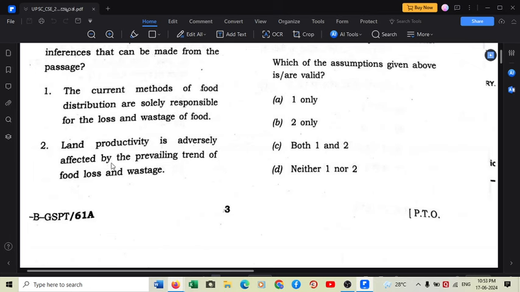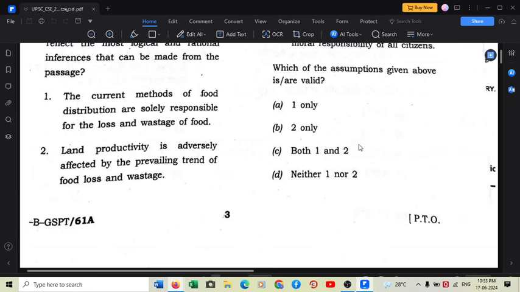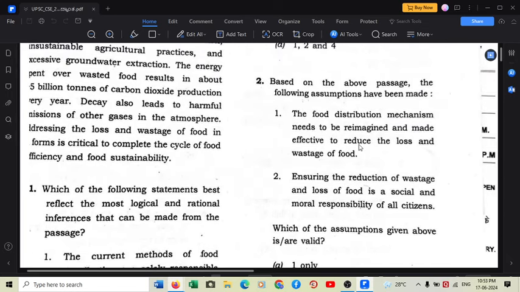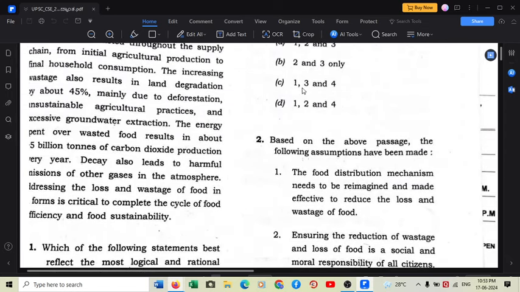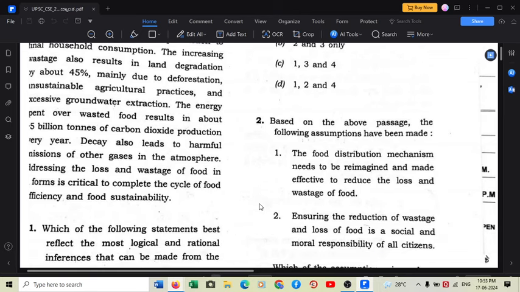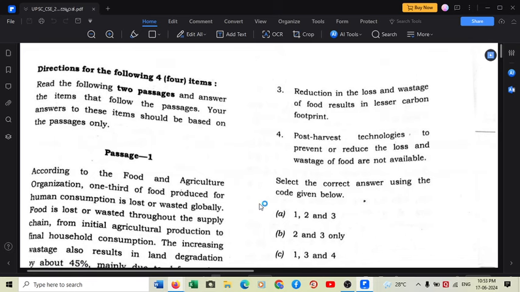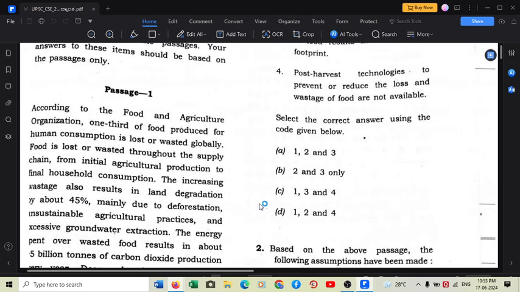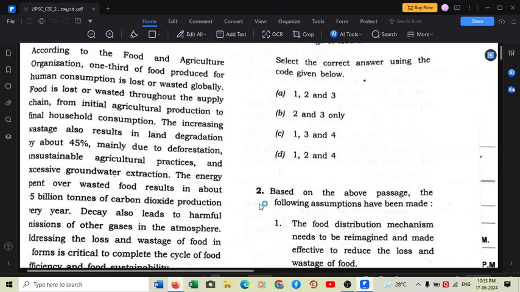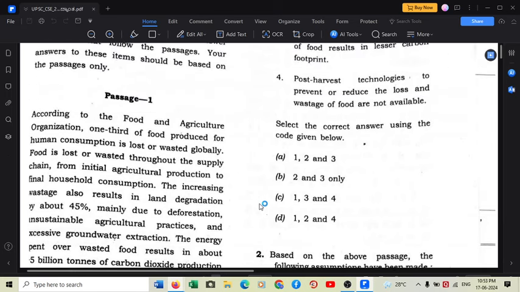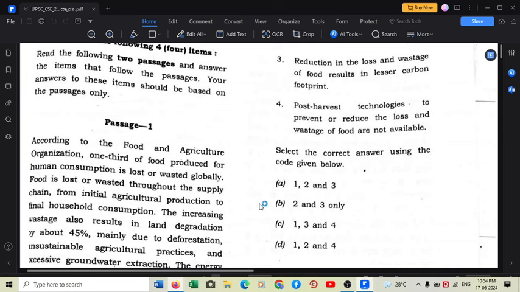Statement 2: land productivity is adversely affected by the prevailing trend of food loss and wastage. This is definitely correct. You can see from the line in the middle of the passage: the increasing wastage also results in land degradation by about 45%. So statement 2 is correct. Statement 3: reduction in loss and wastage of food results in a lesser carbon footprint. This is also okay, because it is clearly written in the passage that energy spent over wasted food results in about 3.5 billion tons of carbon dioxide production. So if there is a reduction in loss and wastage of food, there will be a lesser carbon footprint. So statement 3 is correct.